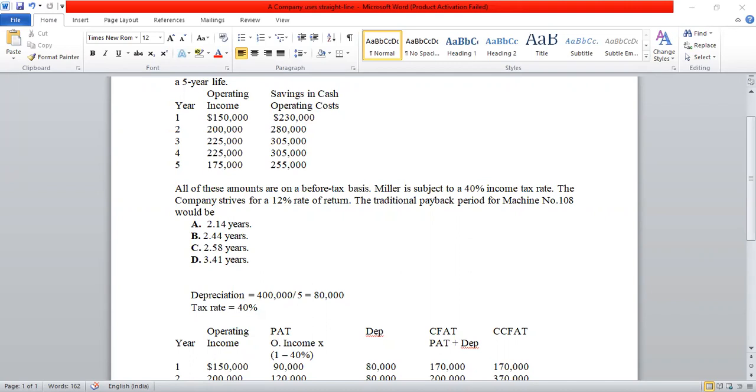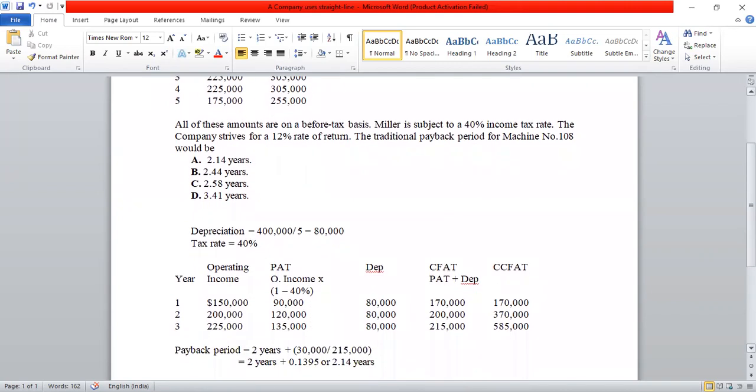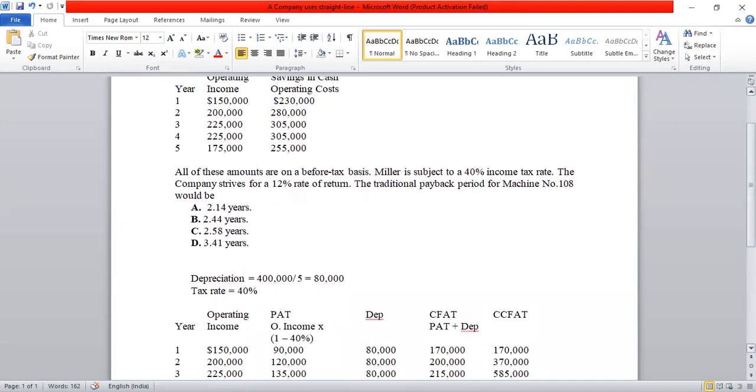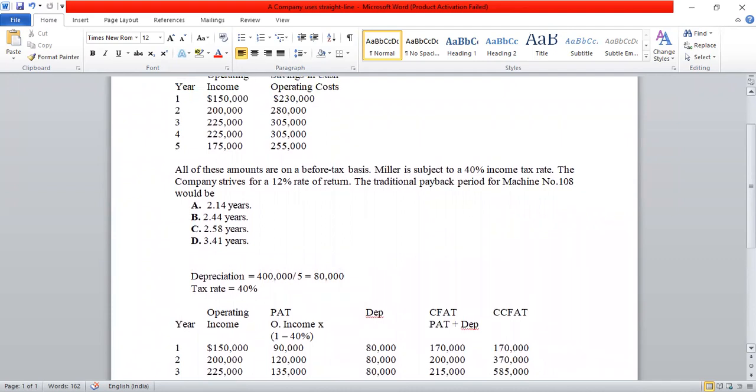Now, after the calculation of depreciation, we have to arrive at cash flow after tax. Cash flow after tax is equal to profit after tax plus depreciation. Now, 5 years data is given to us. Should we write all these 5 years data in the column? Let's use it a little wisely.